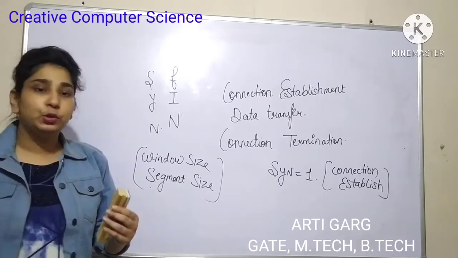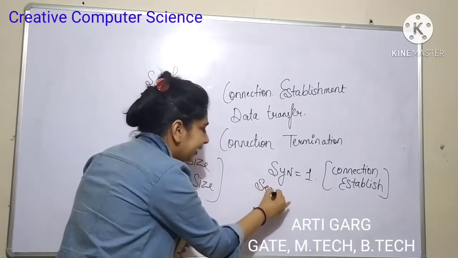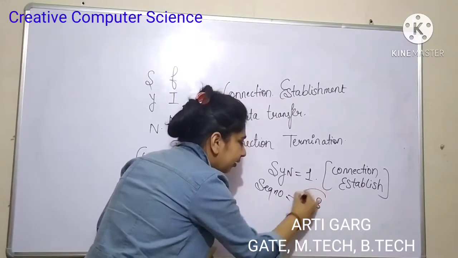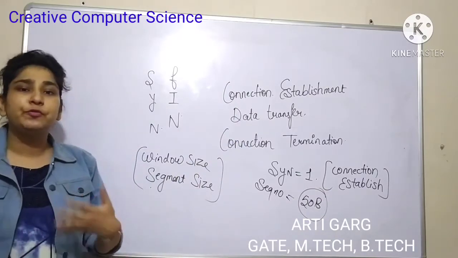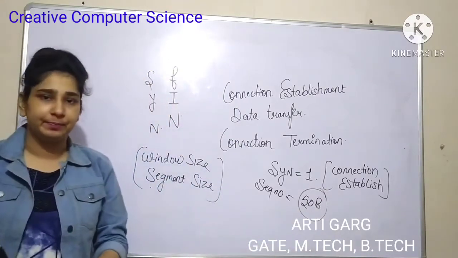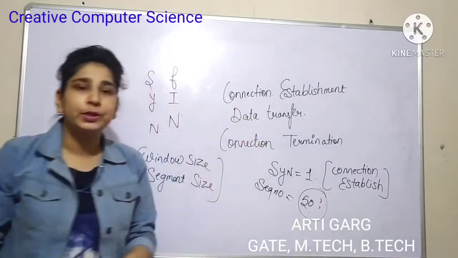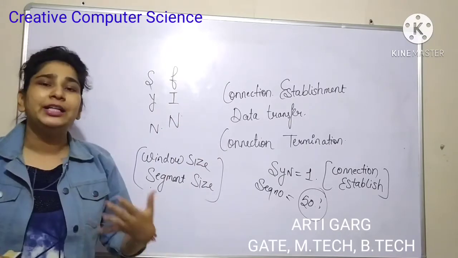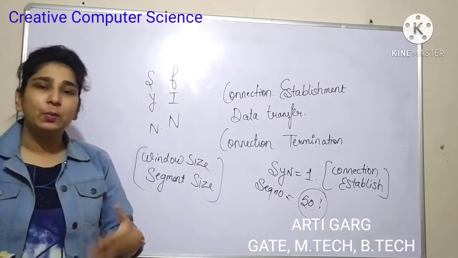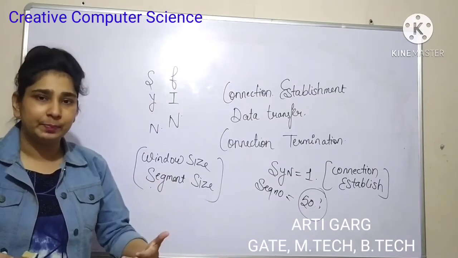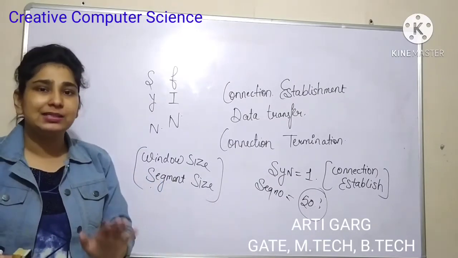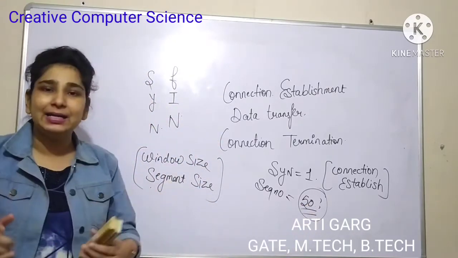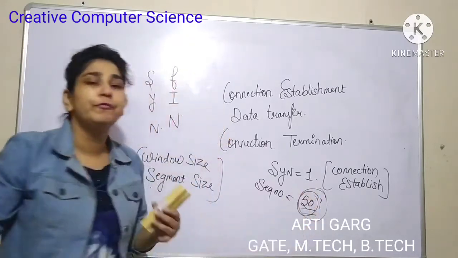What does it mean? You are telling the receiver that I would be sending my original data whose first sequence number would be 50. When you are making a connection with the receiver, you are saying that when I send you the original data, the first byte sequence number would be 50. I would be sending you bytes starting from sequence number 50.